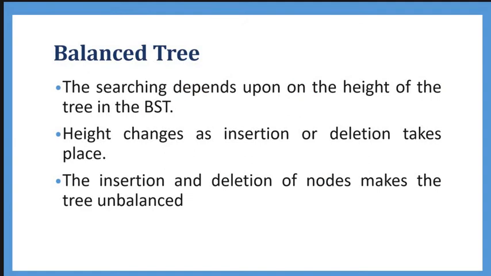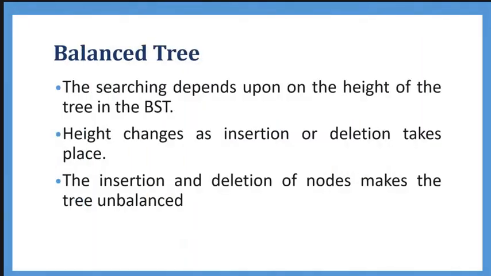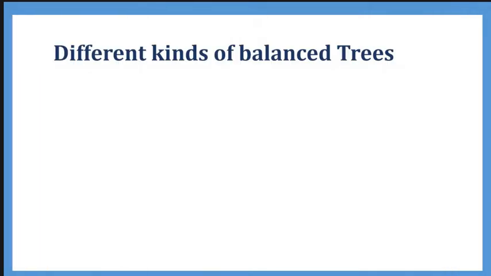In the balanced tree, searching depends on the height of the tree. The height changes as insertion or deletion takes place. The insertion and deletion of nodes makes the tree unbalanced. Suppose you are searching for 16 in the unbalanced tree, how many comparisons do you need? 1, 2, 3 and 4 comparisons. Whereas if you want to search 16 in the balanced binary search tree, you have only 2 comparisons. So the comparisons are reduced in the balanced binary search tree as compared to the unbalanced binary search tree.